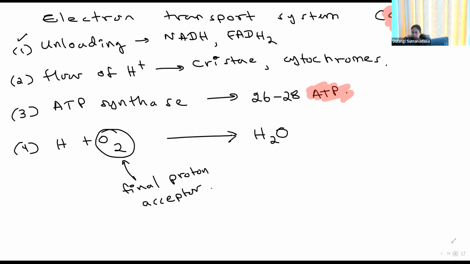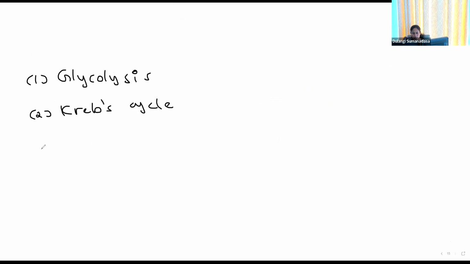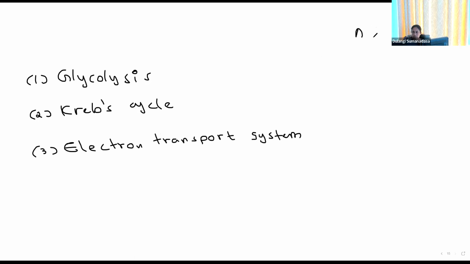Okay, let's go through the ATP numbers. Can you write down the ATP produced in glycolysis, the Krebs cycle, and electron transport chain? And then calculate the total number of ATP.